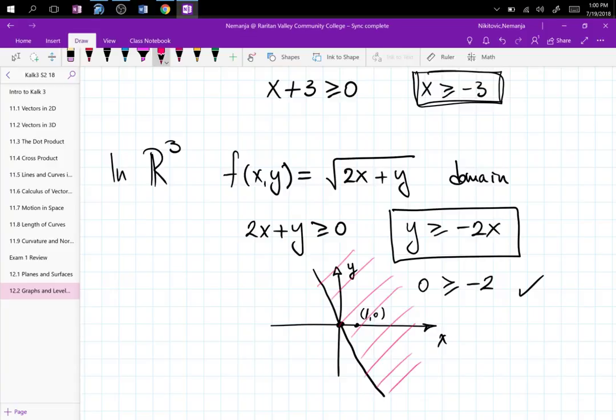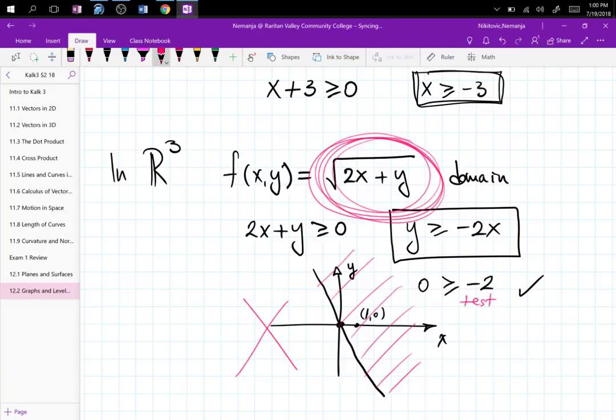So this is your domain, right? This is the test point. Your domain is all of the points in the shaded region. Now you can pick anything. Anything you pick in the shaded region will work in the original problem.